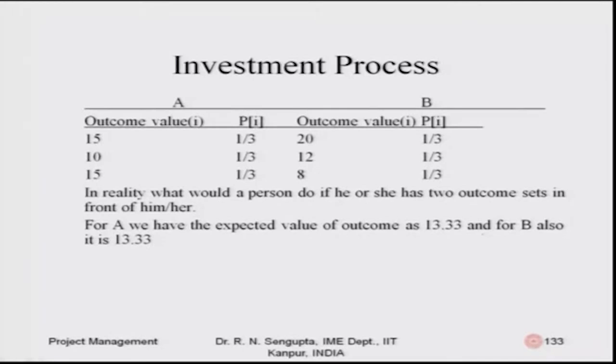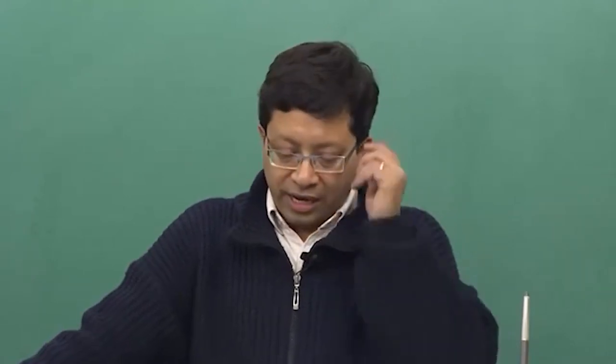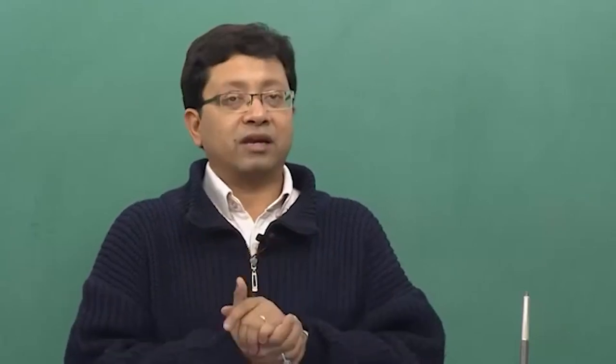The first two columns are specific to machine A and the third and fourth columns are specific to machine B. In reality, what would the person do if he or she has two outcome sets in front of him or her? If I consider the outcome values as 15, 10 and 15 for machine A and 20, 12 and 8 for machine B, it technically means the values of the output, the so called utility of the output for machine A is 15 with a probability of 1 by 3. Similarly, for machine A, for the second value, I am seeing what is coming out, I am not seeing what is going in.